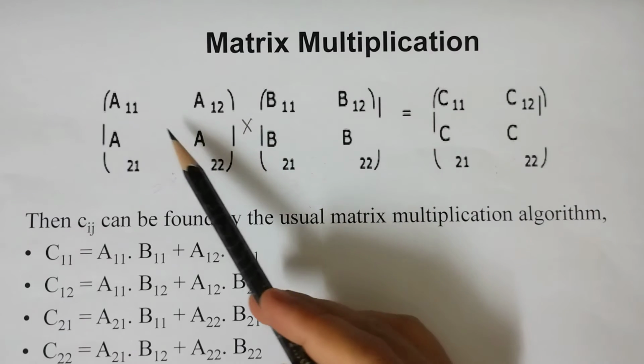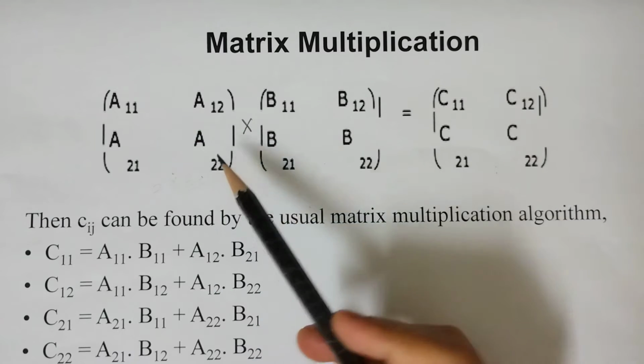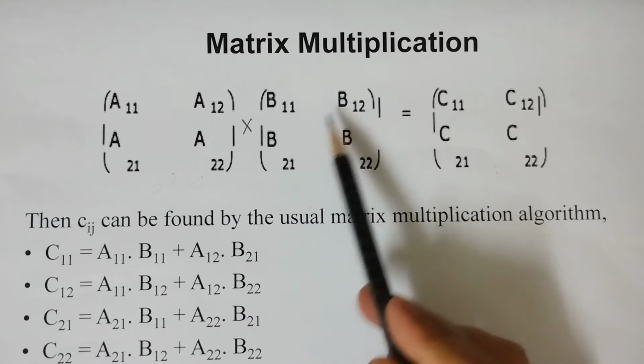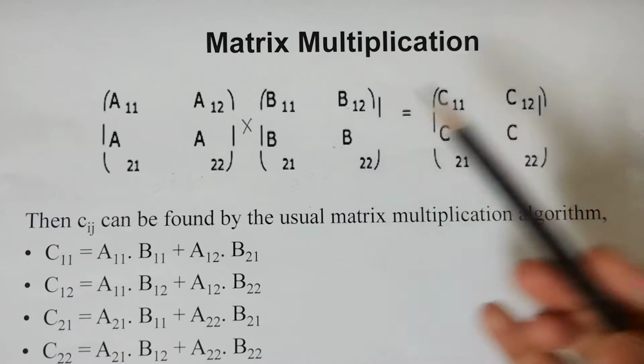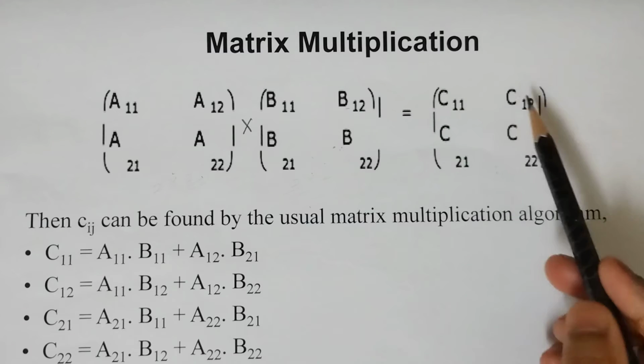You can see there are two rows and two columns in this A matrix. Again in the B matrix also I have two rows and two columns. So the resultant matrix will also have two rows and two columns.